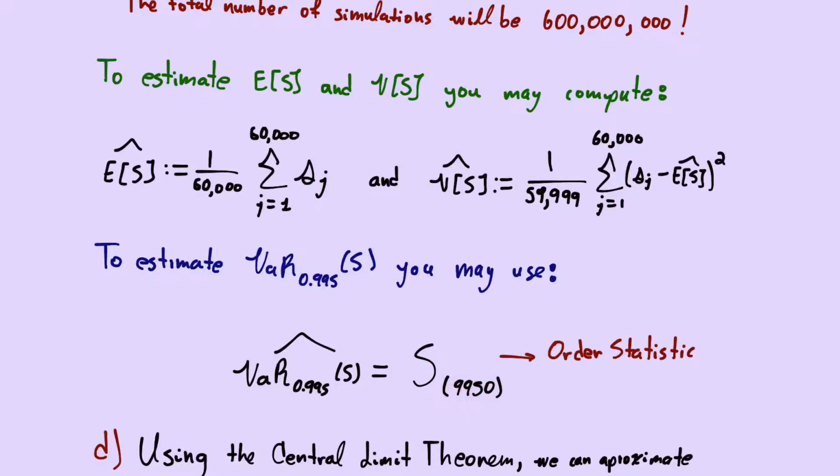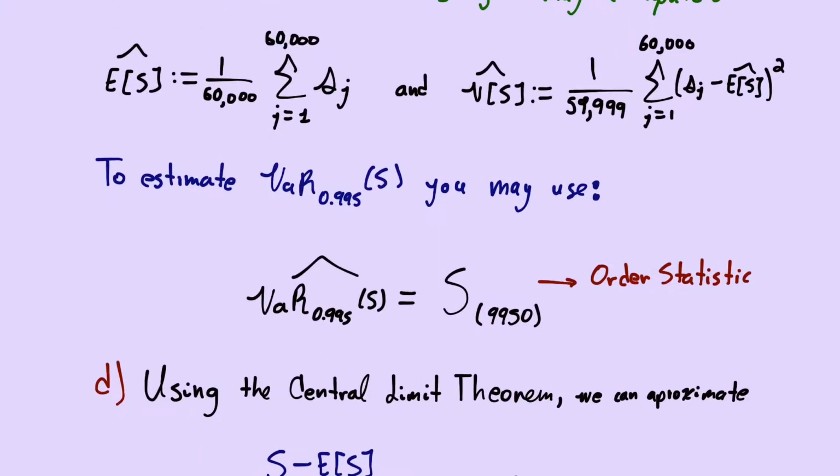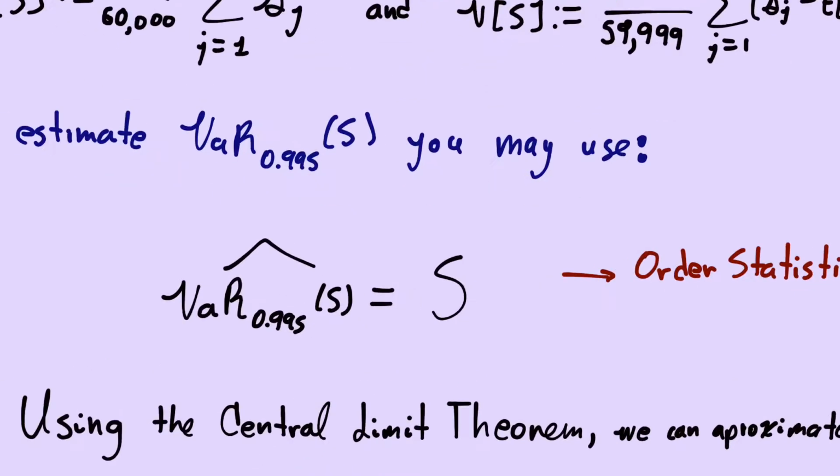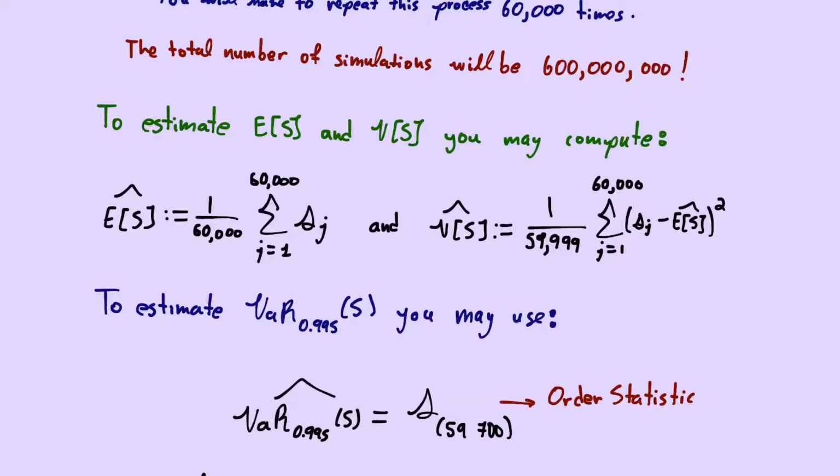9,950. So remember, the order statistics is when you order all your observations, in this case your S simulations. Sorry, this is wrong. You will have to get something like this. So okay, sorry for that. Now I wrote it correctly.